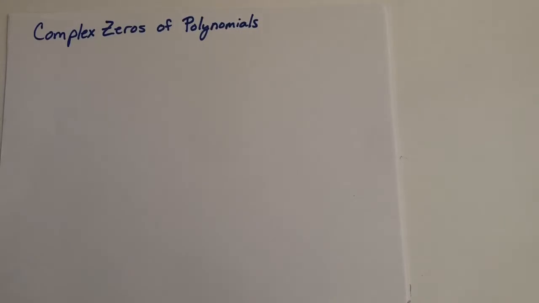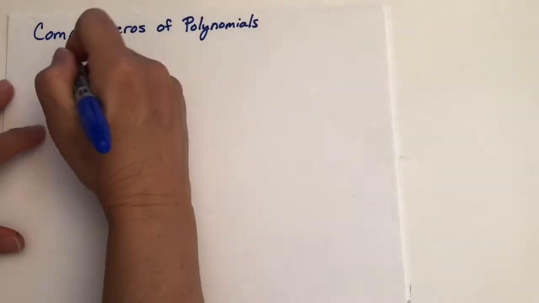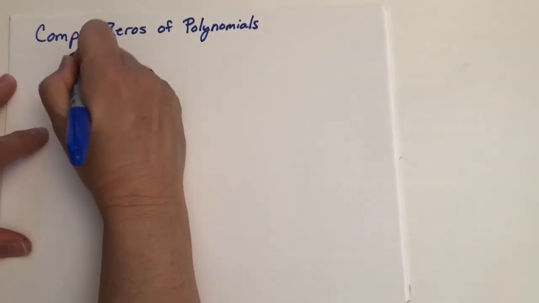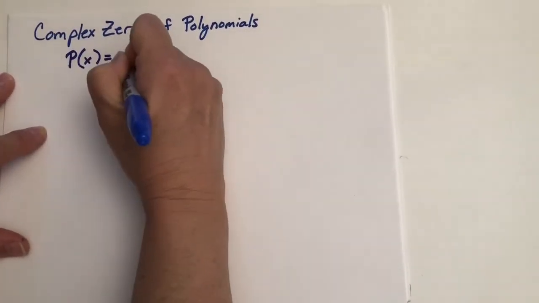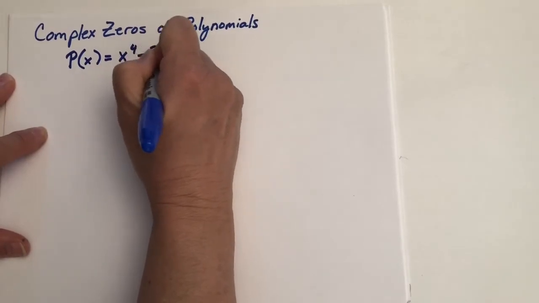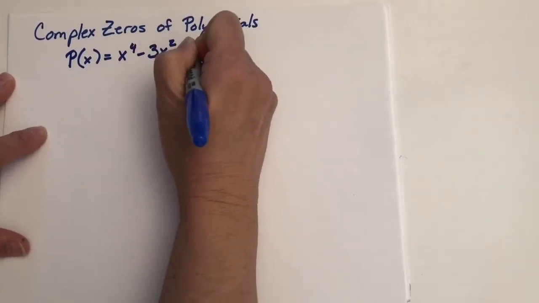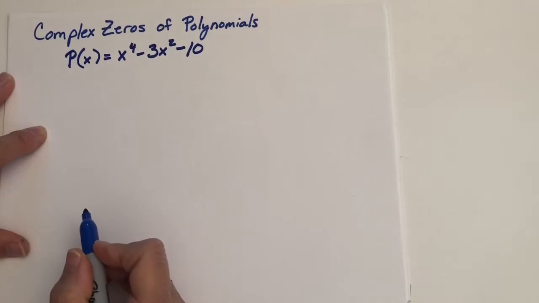Talk about complex zeros of polynomials. Let's start with this polynomial, P of x equals x to the fourth minus 3x squared minus 10. And suppose we were asked to factor.